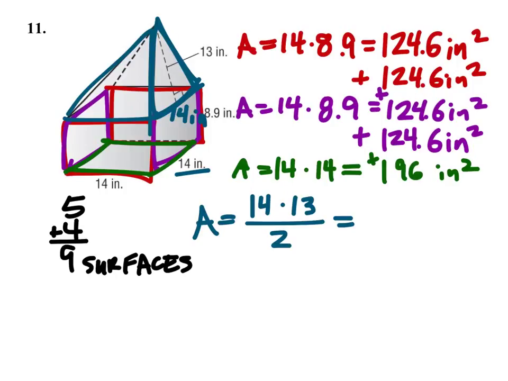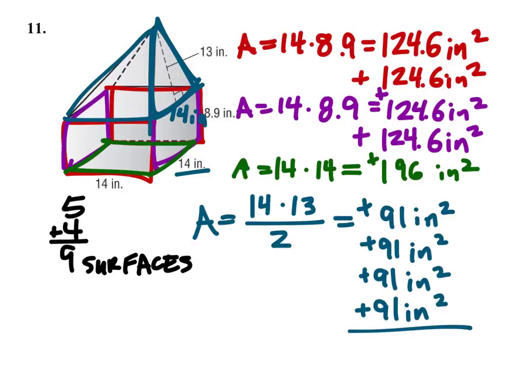Alright, and that gives me 91 inches squared. Now there's 4 of those triangles there though, so let's go ahead and add those in, all 4 of them. I have 1 and there's 4. So I'm just going to go through and count and make sure I have 9 surfaces. 1, 2, 3, 4, 5, 6, 7, 8, 9 surfaces that I'm adding together.